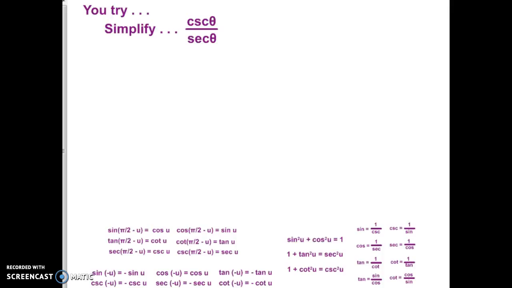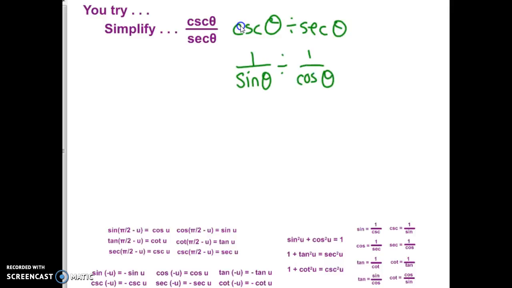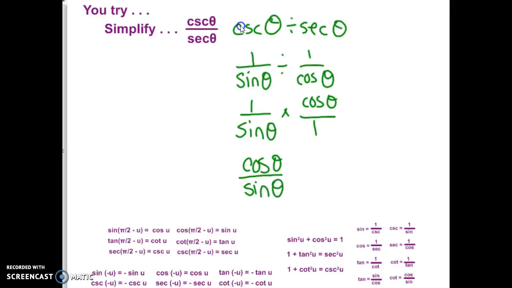Yet another example. This looks complicated. Whenever I see a division problem, I first rewrite it so your division goes sideways. Now I'm going to change this to the 1 over sine theta divided by 1 over cosine theta. In order to divide fractions, you multiply by the reciprocal. So I'll flip this fraction and change it to a multiplication problem. Multiply fractions straight across, so I get cosine theta over sine theta, and that just happens to be cotangent theta.